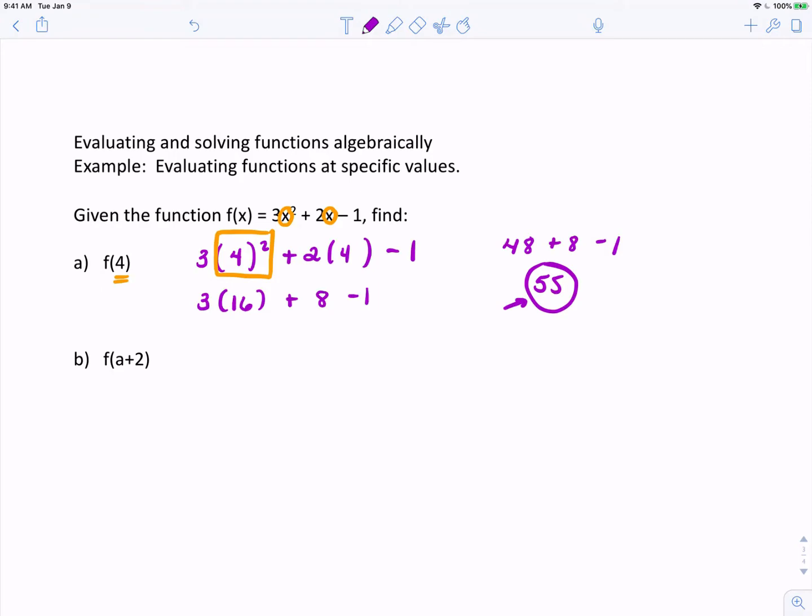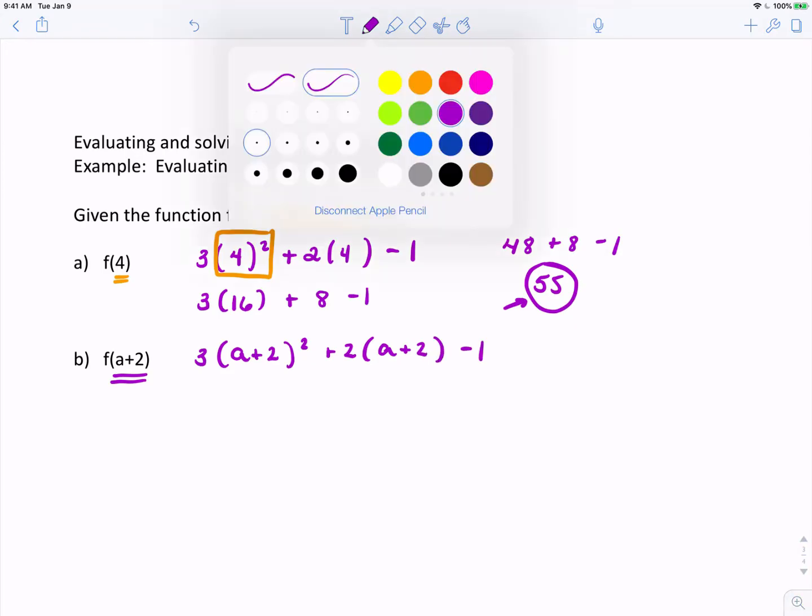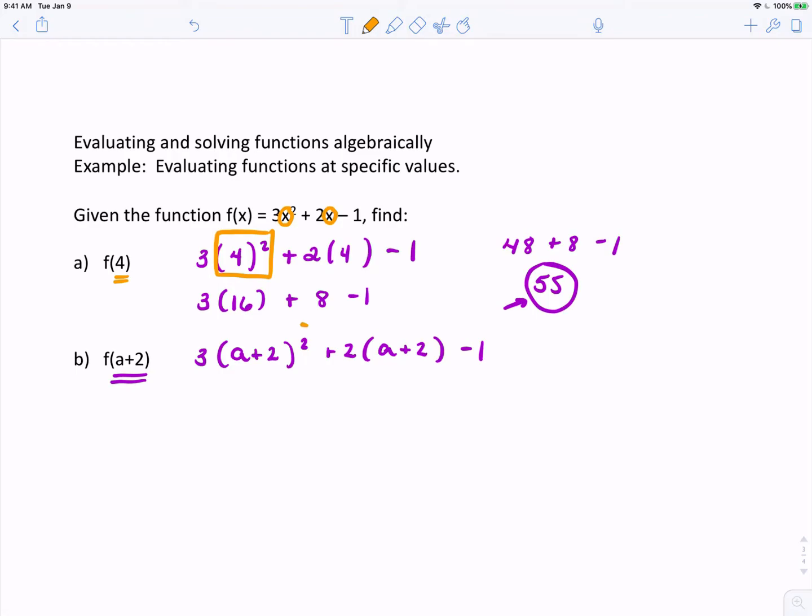In this next example, we're going to be putting in an algebraic expression. And when we put in an algebraic expression, our output is also going to be an algebraic expression. So we're going to have 3 times a plus 2 squared plus 2 times a plus 2 minus 1.